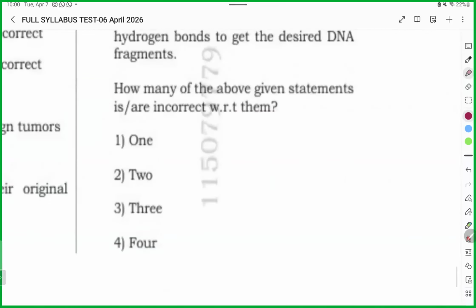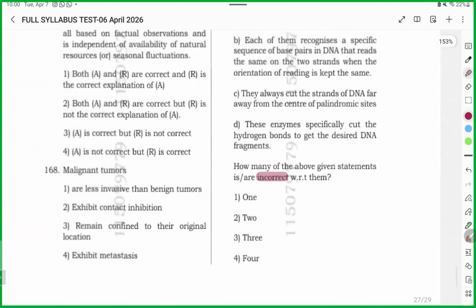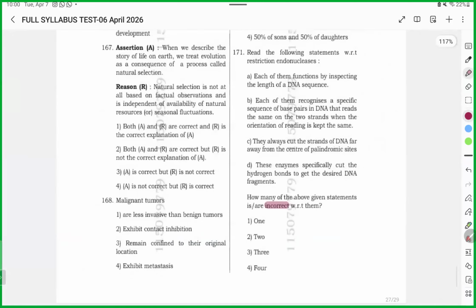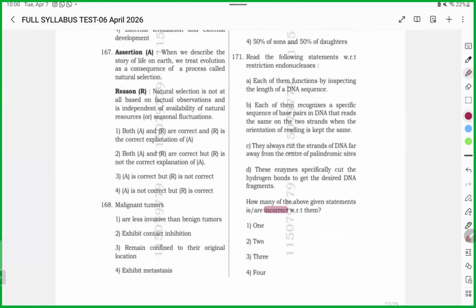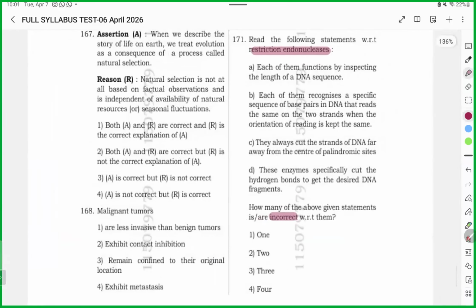How many statements are incorrect? First read, before reading the question, start reading this. Key restriction endonuclease enzyme, how they will act. है ना? पहला, each of them function by inspecting the length of DNA sequence.